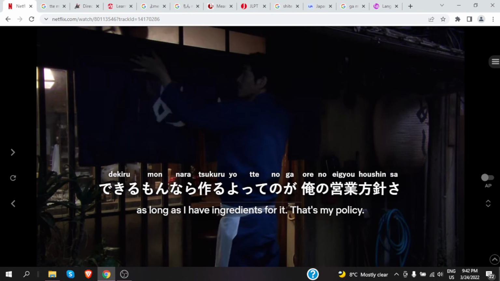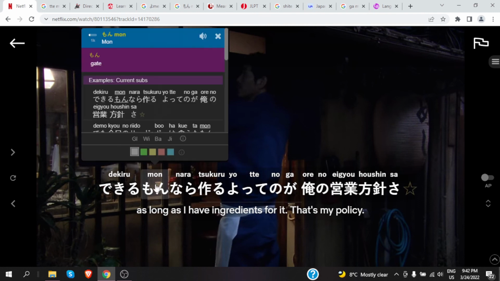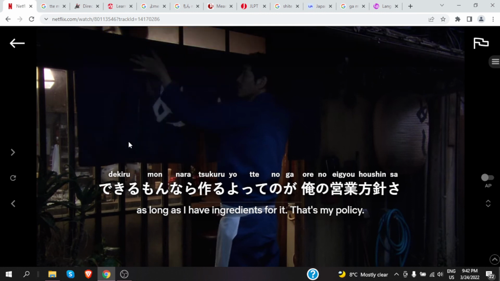Dekiromon. Okay, let me try and get these again. Be able to. Mon was... Damn, I've totally forgotten what that was. Dekiromon. What was mon again? Oh, something like reason. Was it a reason for? Anyway, okay, I'm going to leave that for the future. Dekiru, can, be able. Dekiromon nara, if. Okay, the concept of if or as long as maybe.